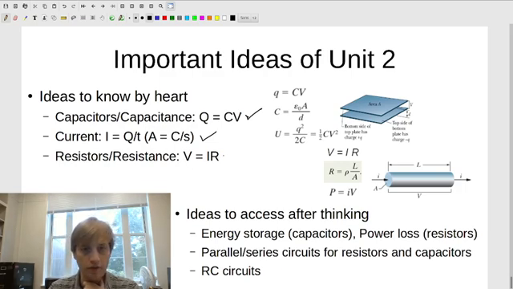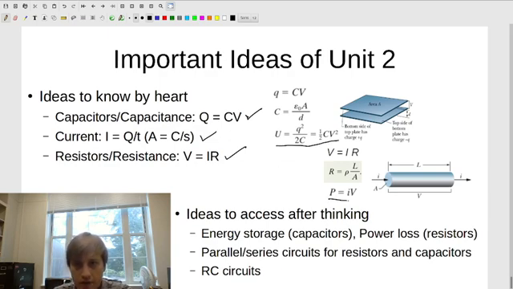You should know that V equals IR, that's Ohm's law. So these are the things that you really are going to have to memorize and really be on your toes. Things that I expect you to be able to use your equation sheet and do is to think about energy storage in capacitors, power loss in resistors. So that would be this and this. So I'll give you those formulas. Remember, I've posted the formula sheet already.